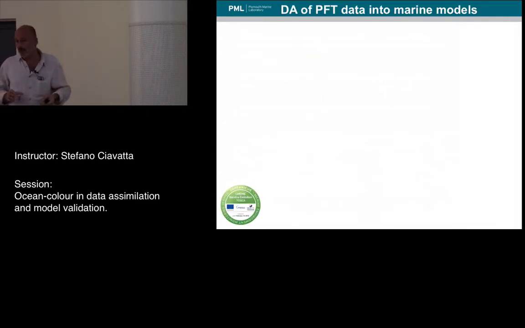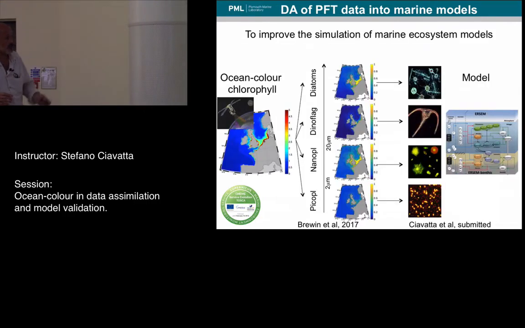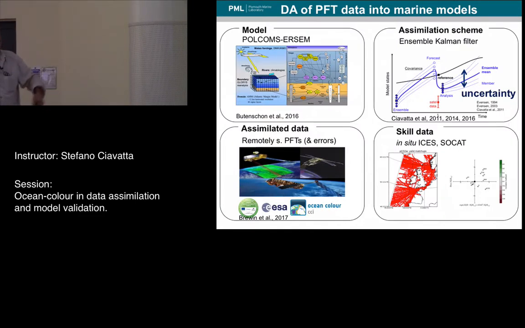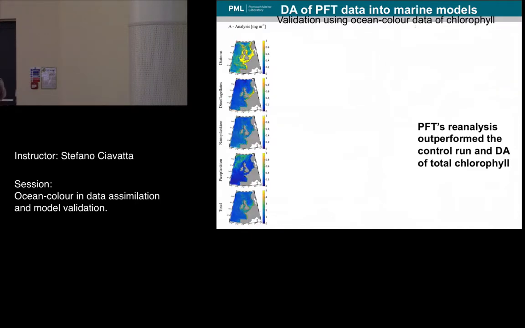So why not assimilate them, since we can have ocean color products for these? Why we do not assimilate them directly in our models is what we are doing in this project called TOSCA for the Copernicus Marine Environmental Monitoring Service, where we are assimilating diatoms, dinoflagellate, nanoplankton, and picoplankton from ocean color into ERSEM for the Northeast Atlantic. The model is always the same, the assimilation scheme is the same. The data have been produced by Bob in a recent work this year within this project TOSCA. And again, we are using in situ data to assess the skill of their analysis. So these are diatoms, dinoflagellate, nanoplankton, picoplankton, and total chlorophyll from their analysis.